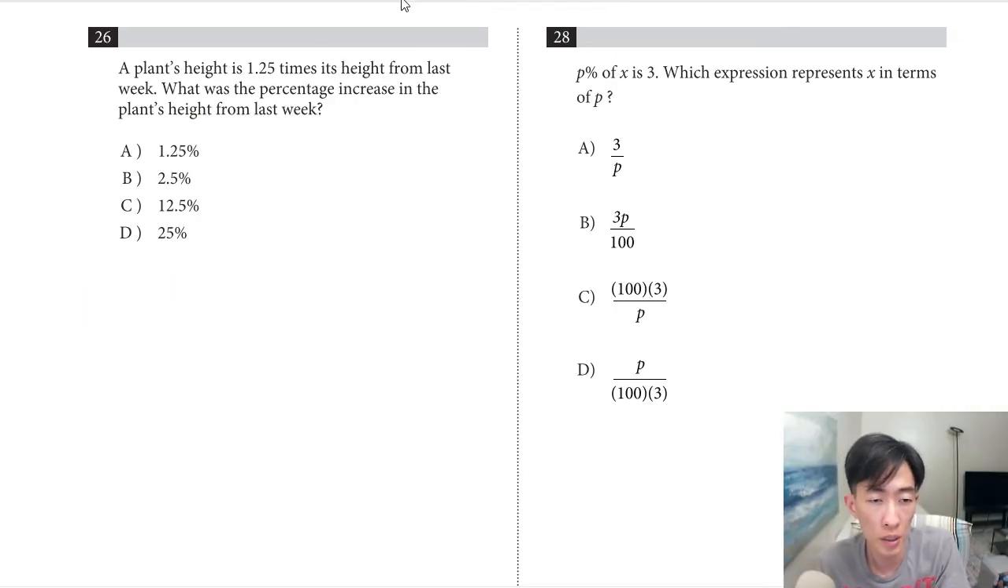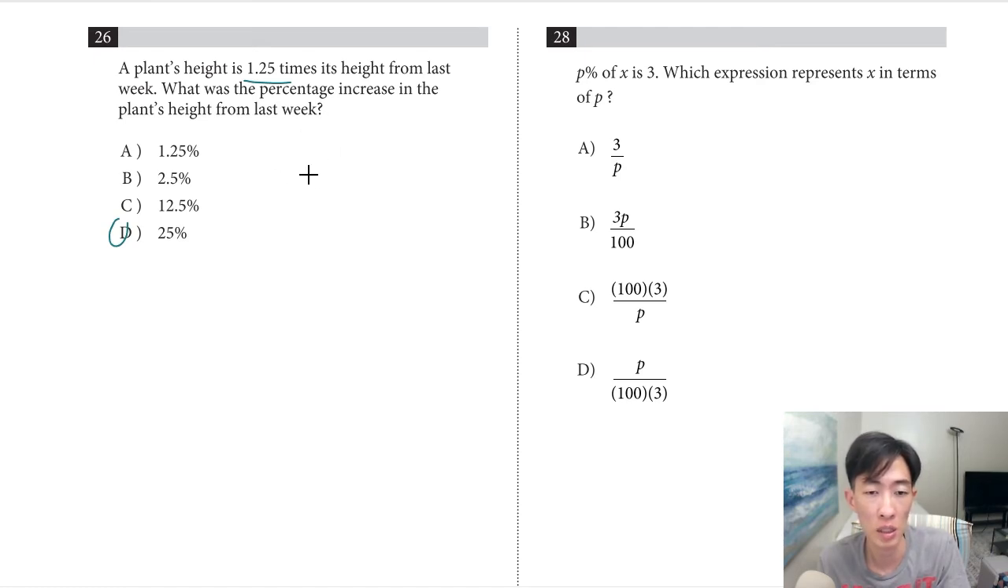Question 26, a plant's height is 1.25 times its height from last week. What is the percent increase? So this is something the SAT just wants you to know automatically. If you multiply something by 1.25, then you're increasing it by 25%. If you're not convinced, I can show it mathematically.